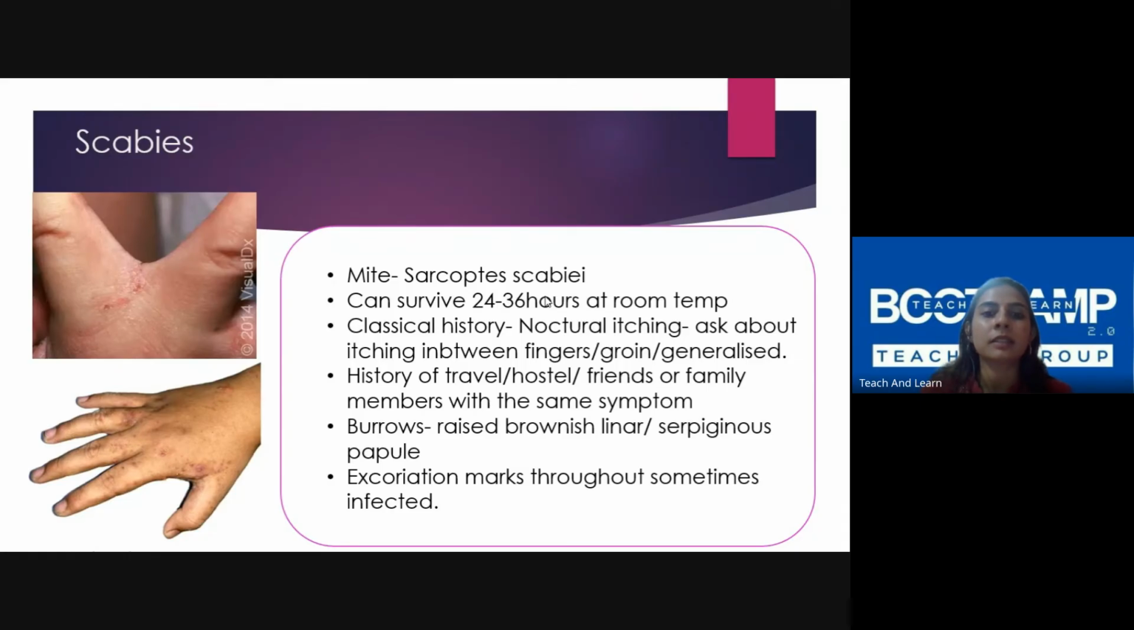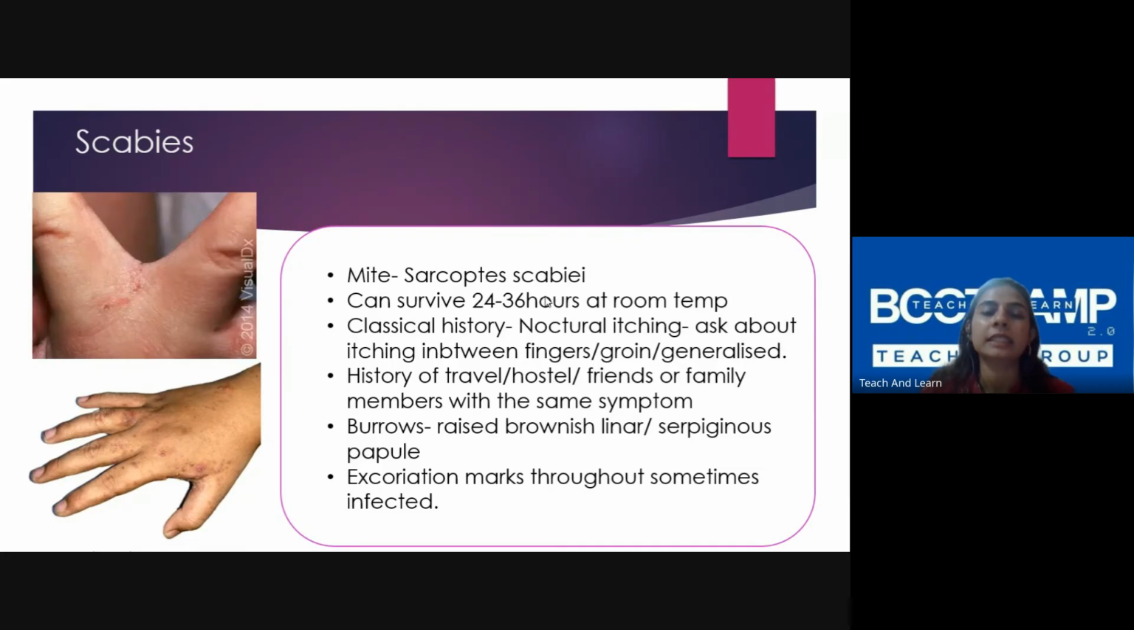The history is going to be a very classic one. That is nocturnal itching. They might not say nocturnal itching, they'll just say itching. But if you're suspecting scabies, you specifically ask. Even if you're not suspecting scabies, also ask them when exactly. Is it throughout the day or just in the night, just in the morning? When exactly is it itching? So they will tell you that it's only during the evening and night times.